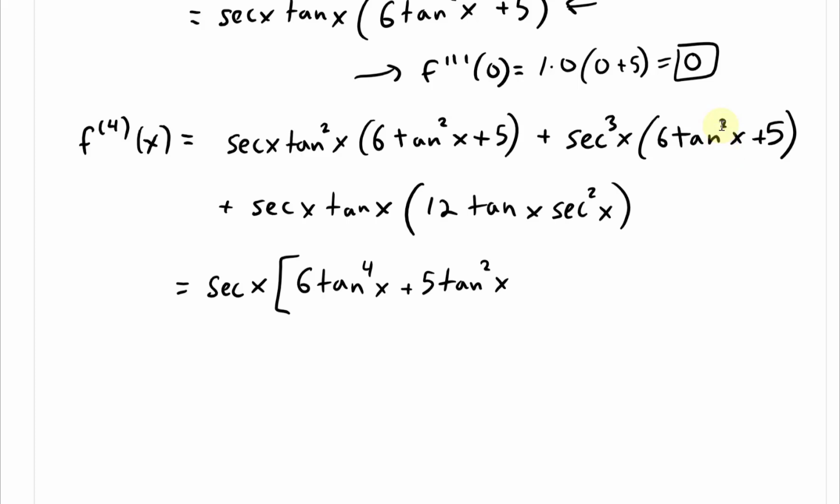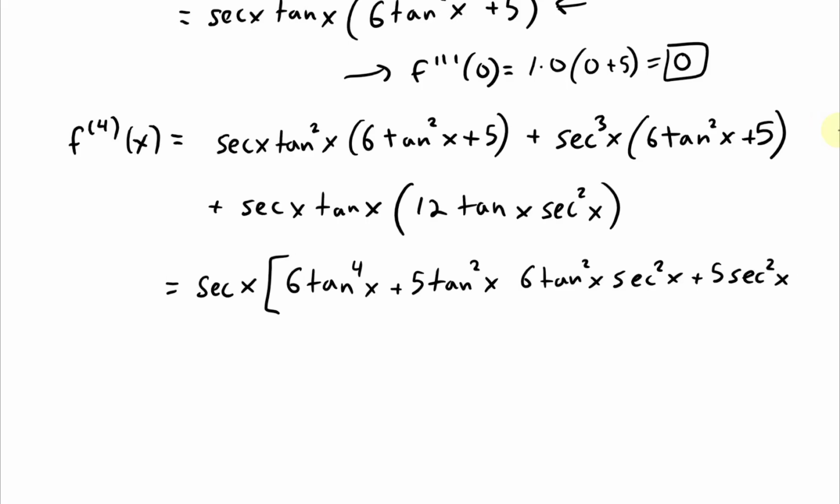So we get, well, we're taking out a secant, so we're going to get a secant squared. So we're going to get a 6 tan squared x times secant squared of x. And then this is multiplied inside plus 5 secant squared of x. And continuing further here, remember we took out the secant of x over there, so we're just going to multiply this tan inside. So plus 12 tan squared of x times secant squared of x.